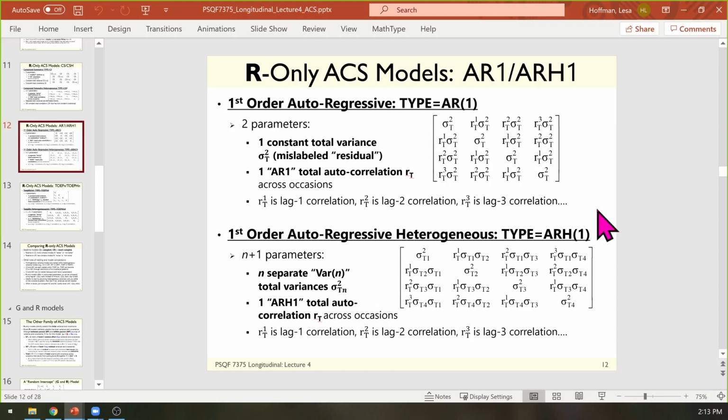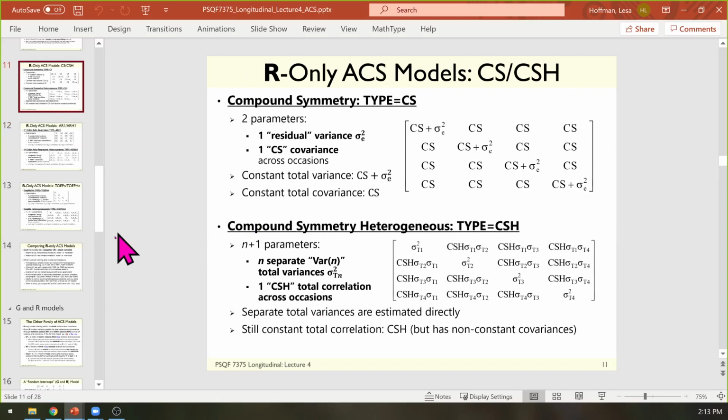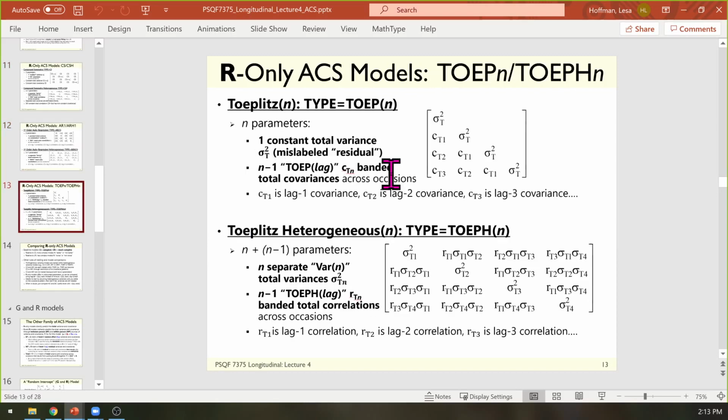So the idea of these R-only models versus G and R models is divide and conquer. R-only models like this one right here, like the compound symmetry ones and the Toeplitz ones, they try to predict all of the correlations in the data in one matrix. And because there's a lot of covariance from occasions from the same person, these structures have to be fairly complex to be able to get all of that in there.